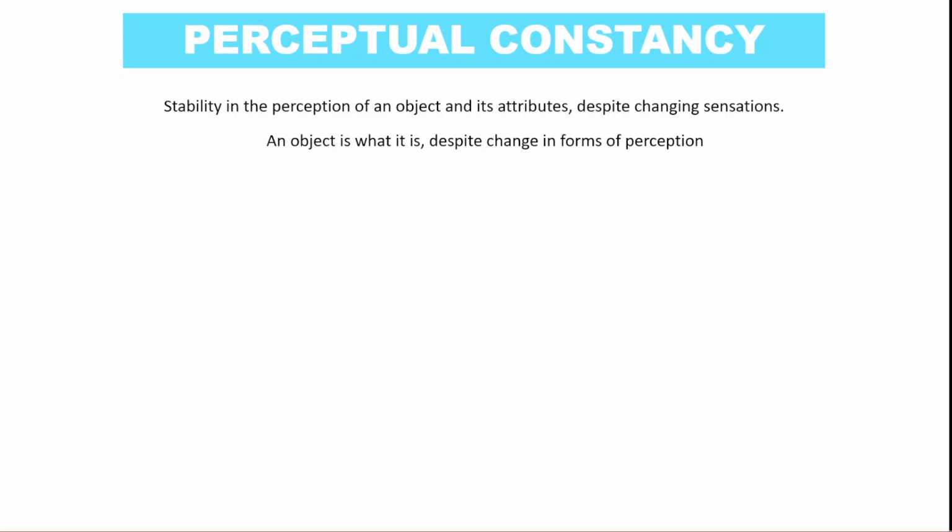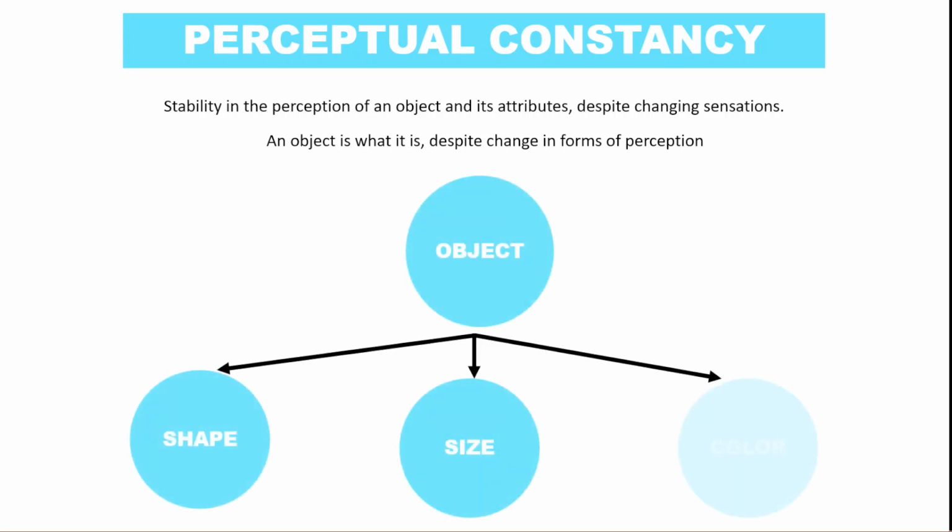So it is kind of a judgment that an object is what it is, despite changing forms of perception on us through our interaction with the object in our environment. Even if the object appears different, it is still the same thing. An object has three main attributes: shape, size, and color. And this is what we are going to focus on.